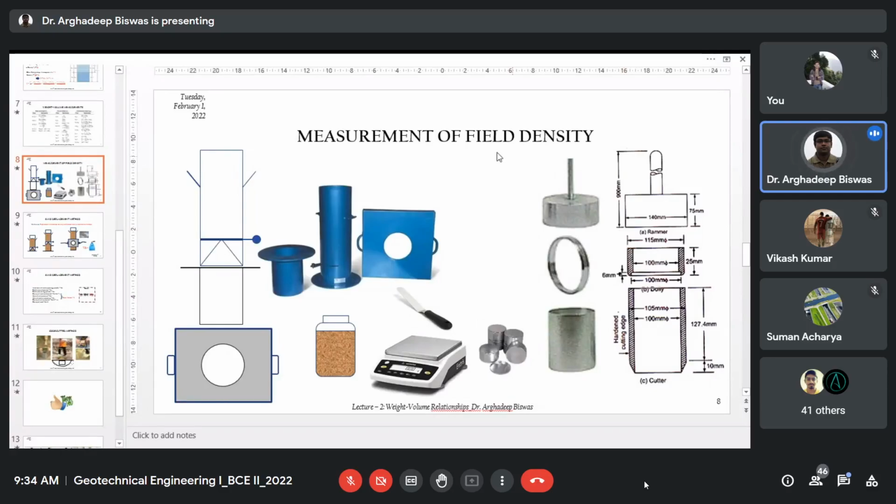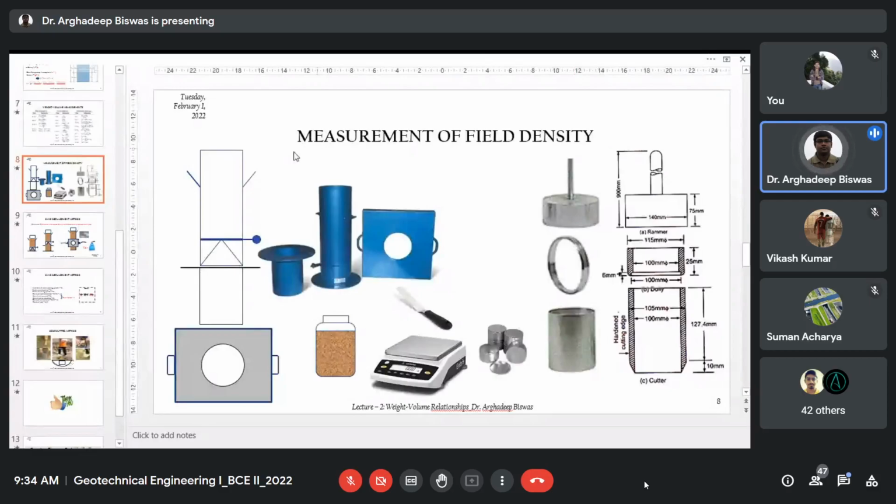So the left-hand side is the sand replacement method, and the right-hand side is the core cutter method. I won't describe these two methods right now because it will be very difficult to describe them online, as the offline classes are to be started. So I will take these two in physical classes. Just the mechanism I would like to mention here.